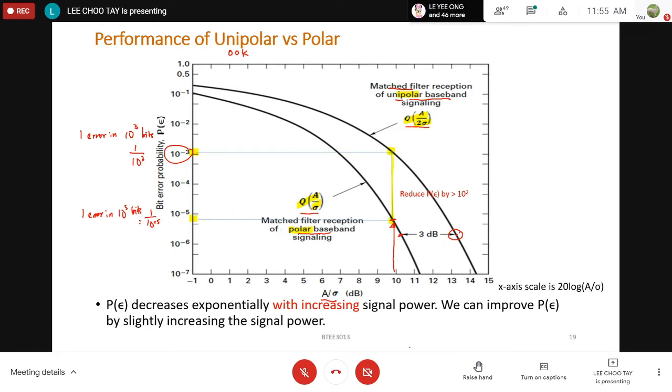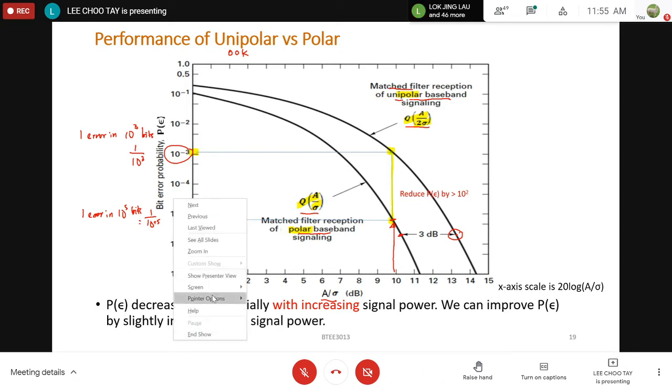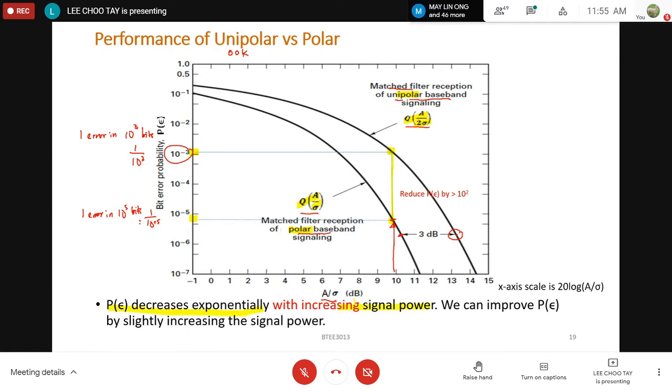So what we can see from this graph again is the probability of error will actually decrease exponentially with increasing signal power. So if you want to improve your performance in the probability of error, then you can increase the signal power. In this case, you don't actually have to increase a lot. You just have to increase the signal power a bit in order to get a big improvement in the probability of error. So we're going to do an exercise to work out the values later. Any question on this slide?